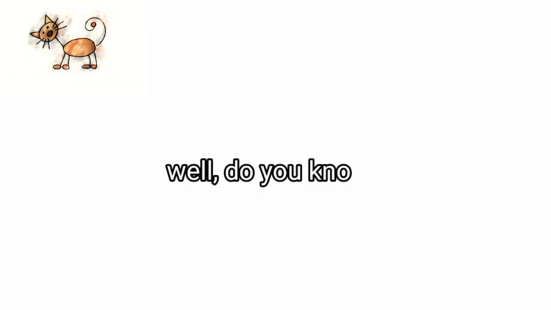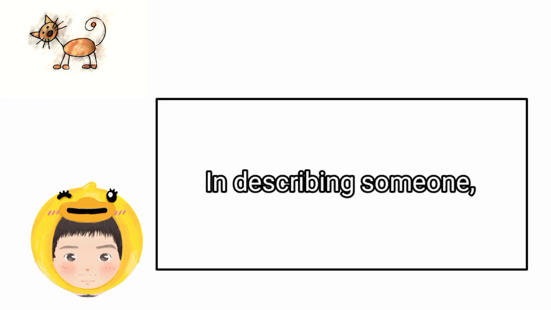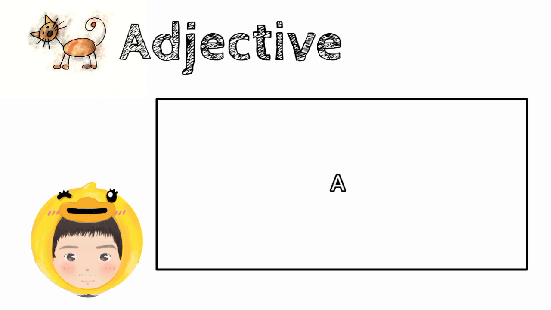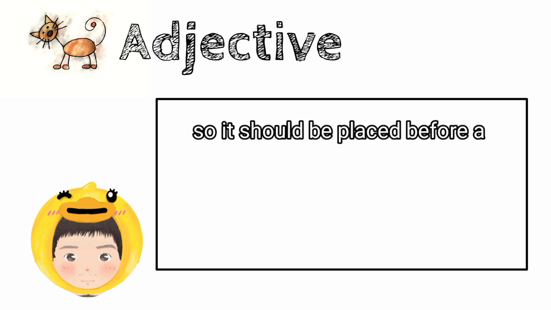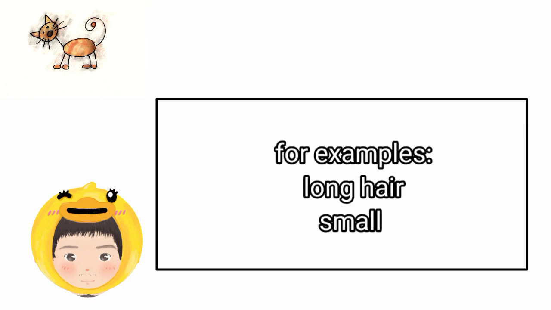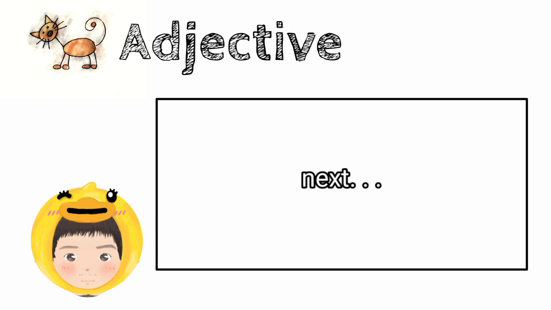Well, do you know what adjective is? In describing someone, we usually use adjective. An adjective is used to modify a noun, so it should be placed before a noun. For examples, long hair and small eyes.